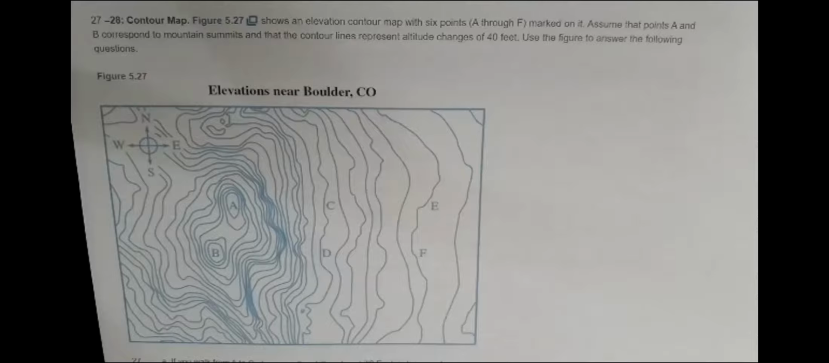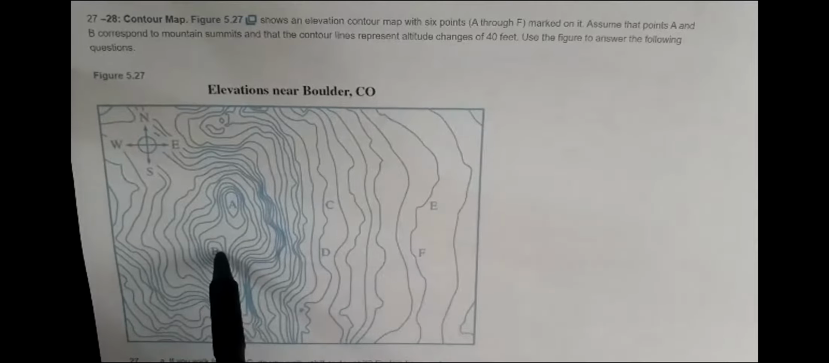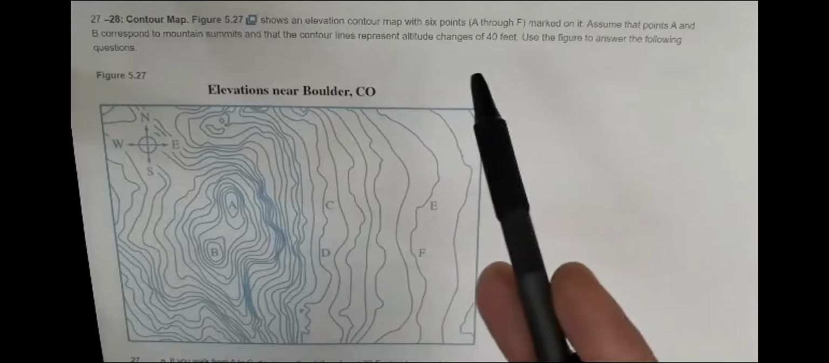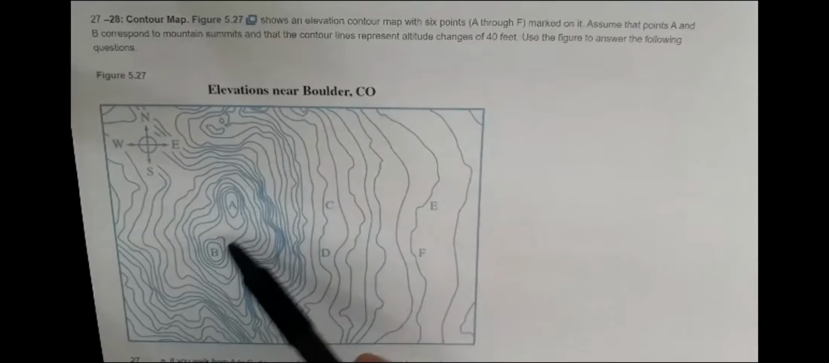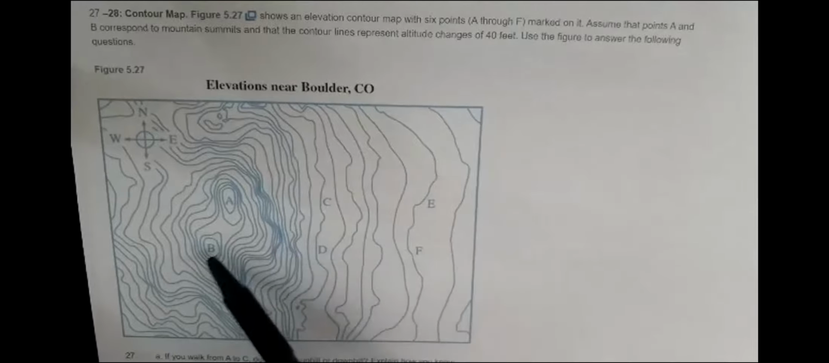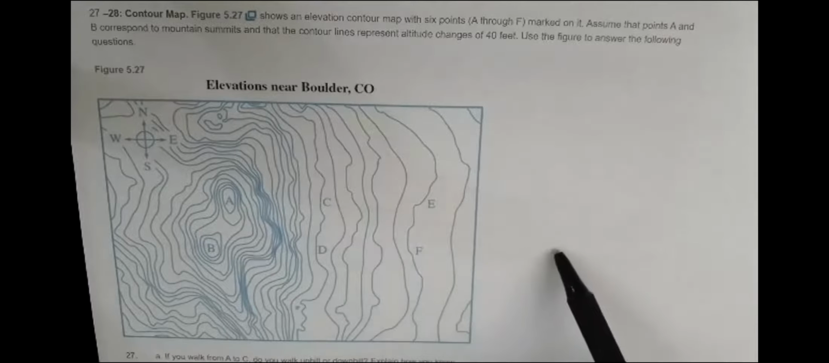27 to 28, we're doing this contour map. It shows the elevation with 6 points A through F marked on it. Assume that points A and B correspond to the mountain summit, the top of the mountain. And the contour lines represent altitude changes of 40. So each time we cross a line, that's either going up or down 40. So if we're coming this way, I believe off the mountain, each one of those lines is going down 40 feet.